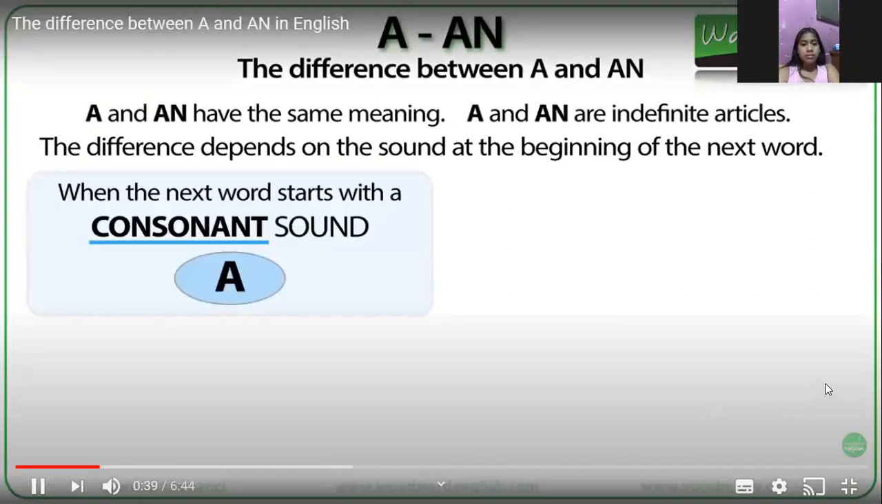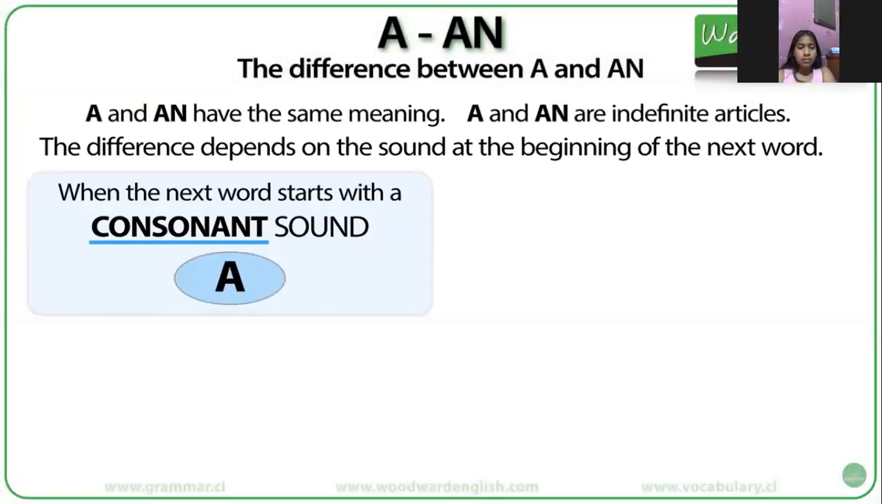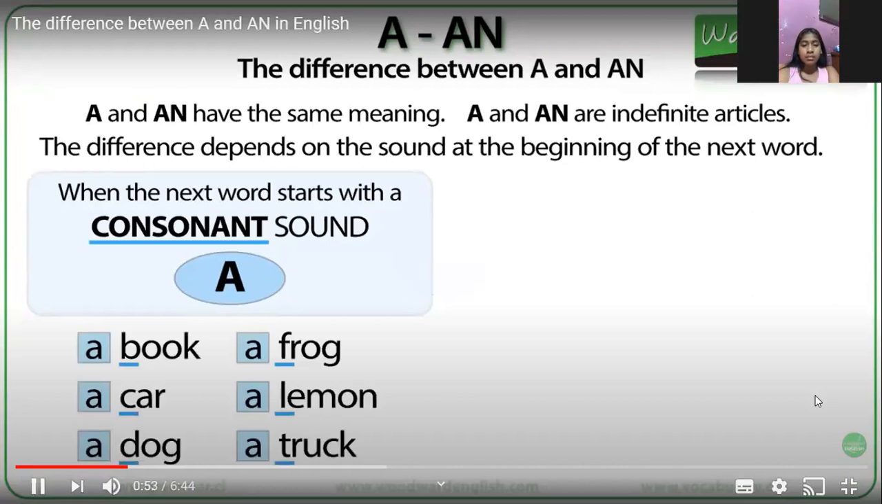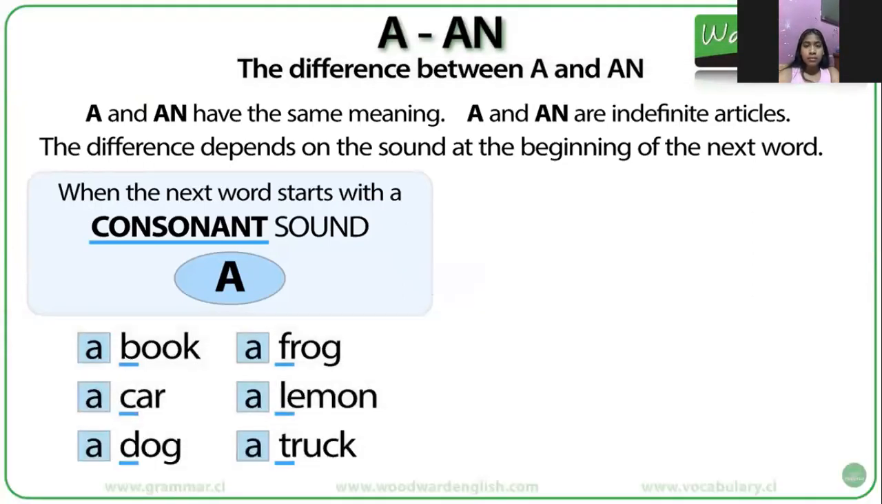Remember the sound. When the next word starts with a consonant sound, we use the article a. Sometimes you will hear a pronounced as "uh" or "ay", no problem. Let's look at the following examples. Book begins with a B sound, a consonant sound. So we use the article a before it. A book. Repeat.